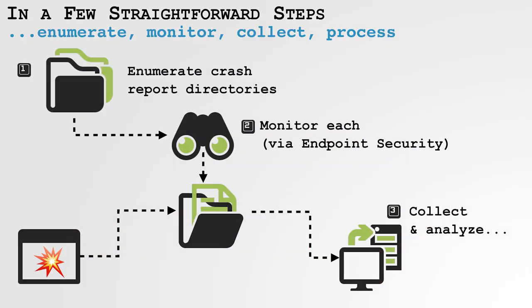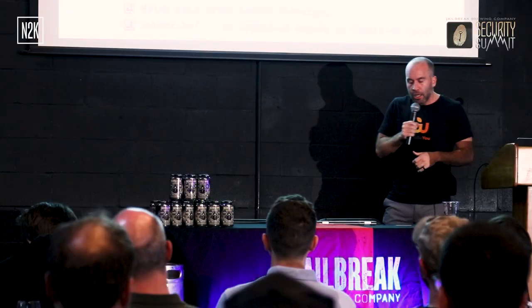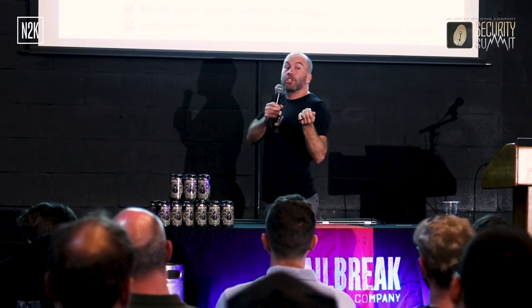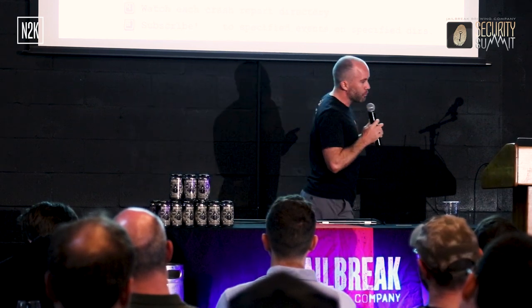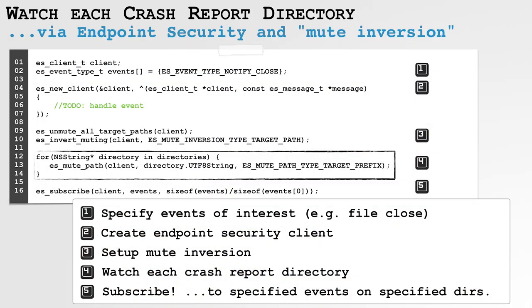The idea is we are just going to watch for new files being added to the crash report directories. And when we see this, we basically know that there is a new crash report that we can then ingest in order to analyze and determine if it's a crash report of interest. Thanks to Apple's Endpoint Security framework, it's super easy to write basically a file monitor. We can do that using something known as mute inversion.